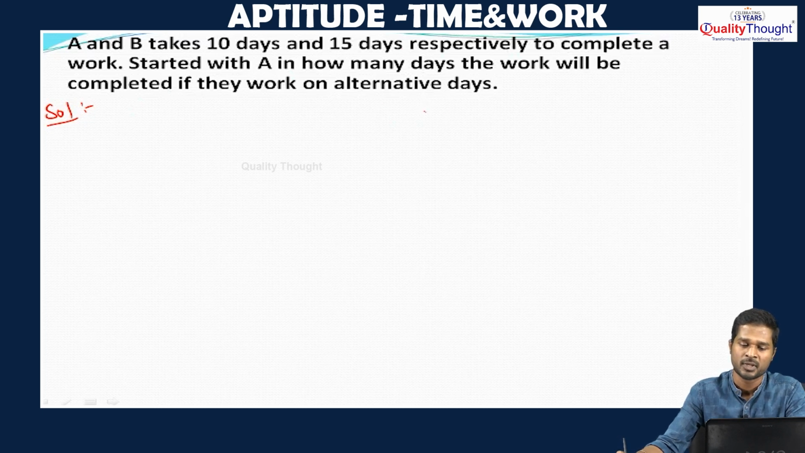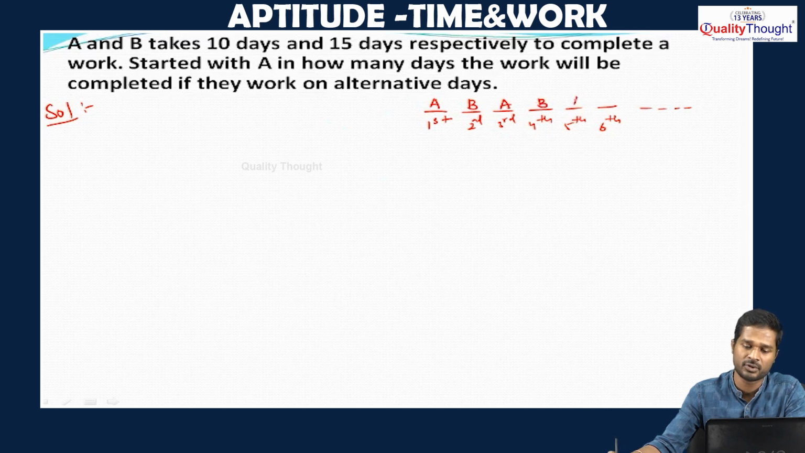Alternate days means, see this, 2, 3, 4, 5, 6, like that. This is the first day, this is the second day, this is the third day, this is the fourth day, this is the fifth day, this is the sixth day, and so on. Now, A is the person who started, that means on the first day A will work, on the second day B will work, on the third day A will work, fourth day B, again fifth day A, sixth day B, again seventh day A. Like this they will work on alternate days. So, if they work together like this, in how many days will the work be completed?